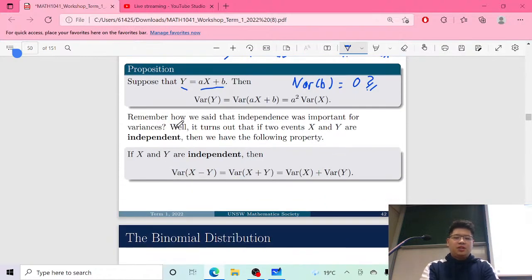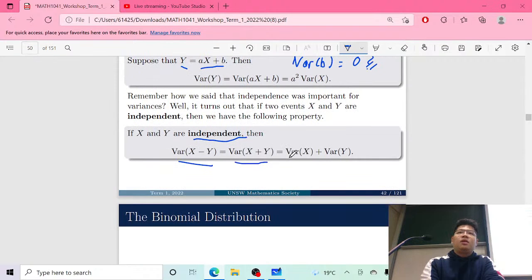So an implication of this, looping back to what I said about independence between random variables, is that if two events, x and y, are independent, then we have a new property here. The variance of x minus y is the same as the variance of x plus y, which is just the sum of the individual variances, so the variance of x plus the variance of y. And this only holds true if they are independent. We won't talk about the case where they are not independent, and I don't think the course covers that as well.